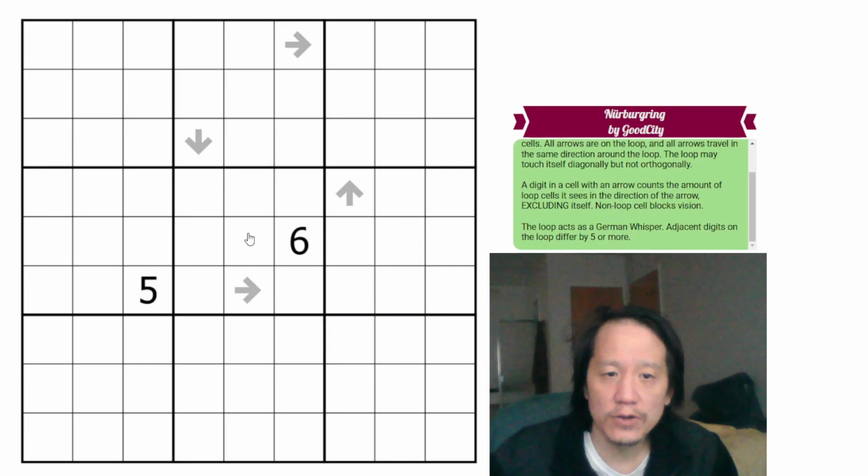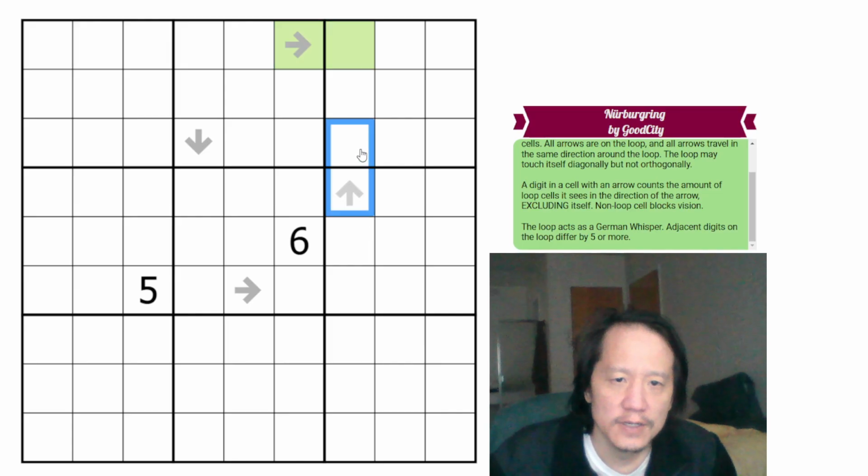Let's go. Okay, so we know these two are on the loop because it has to go in the same direction and it has to point in the same direction. This goes on the loop. These two are on the loop, and these two are on the loop.